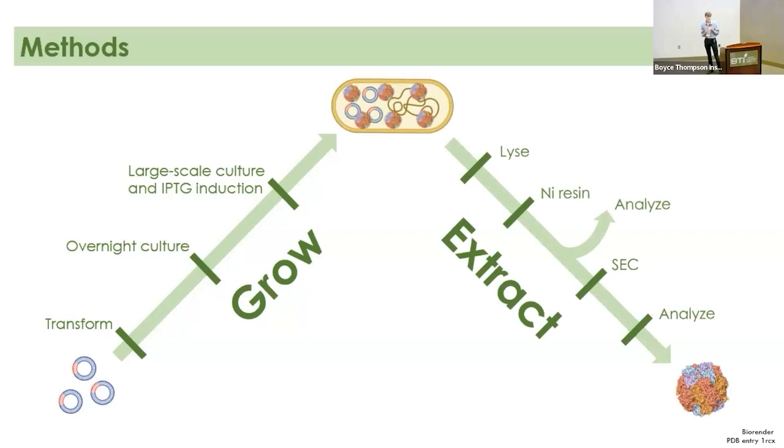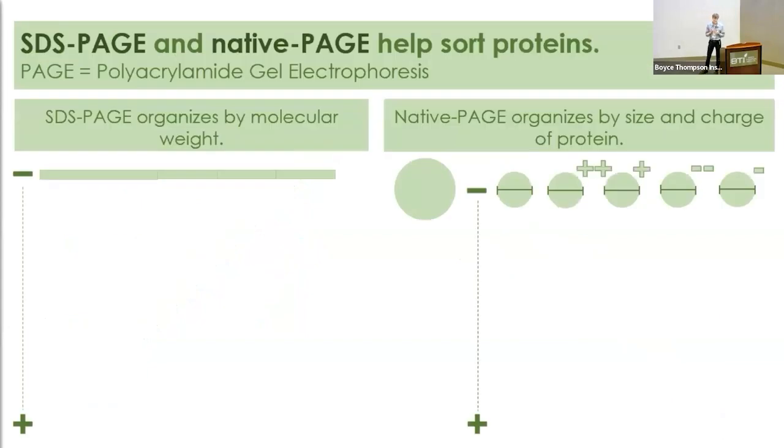I'll be using a nickel resin in order to capture them from the rest of the cell lysate. And then I'll be using size exclusion chromatography in order to separate that from the rest of the proteins. And I'll be using SDS-PAGE and native PAGE in order to analyze my results in this presentation, which is why I want to give a little overview just for anyone that doesn't understand what it is.